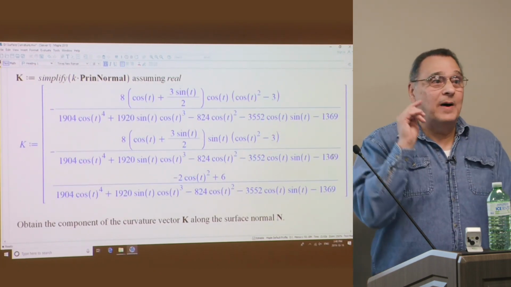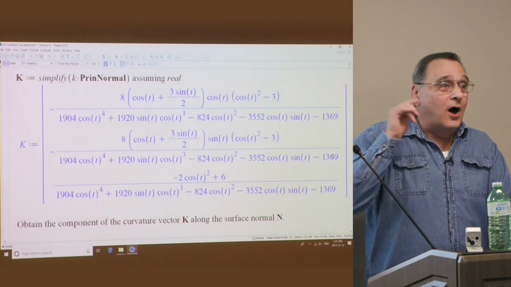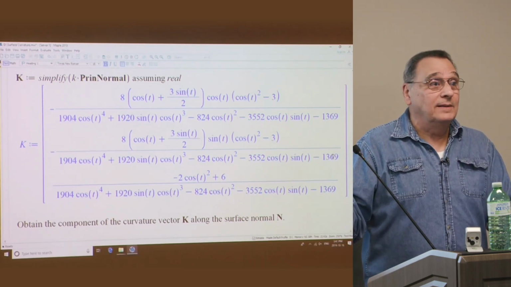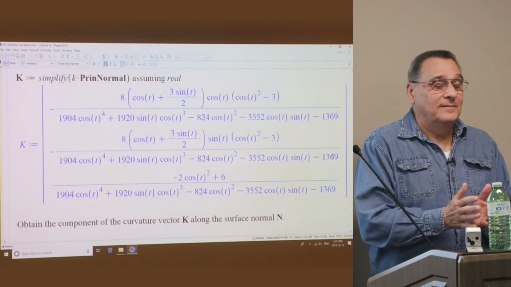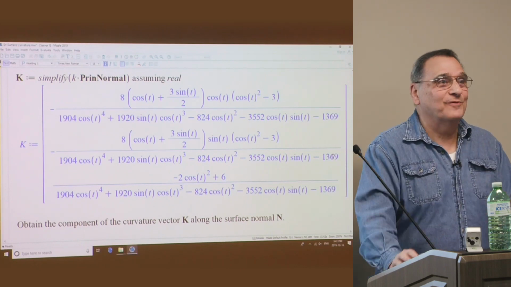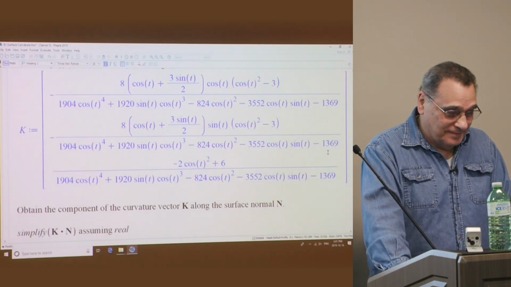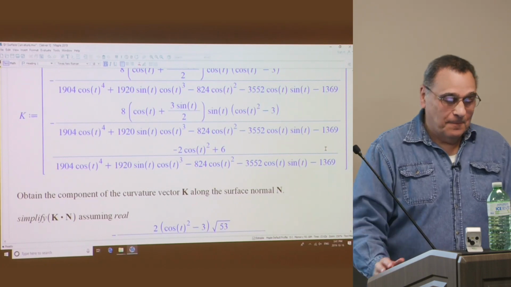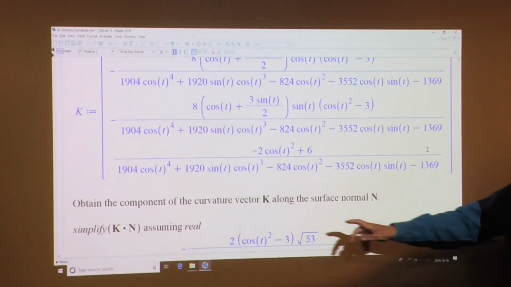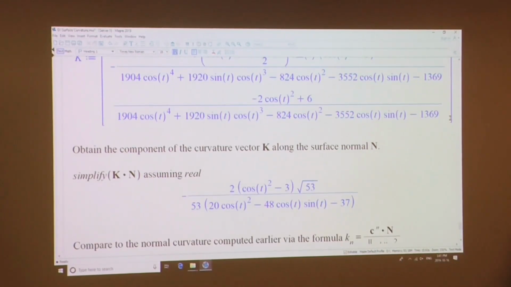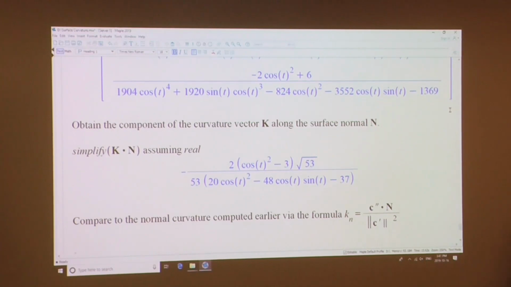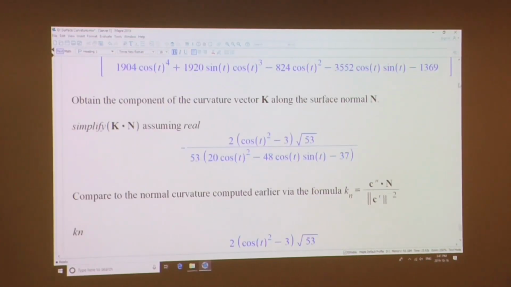Now, the component of the curvature vector on the normal is supposed to be the curvature, the normal curvature. Let's see if that's true. Let's take this dot product and see what we get. Does that expression look familiar? Compare it to what we had a few minutes before. It's the same thing. Now you think, that's it?